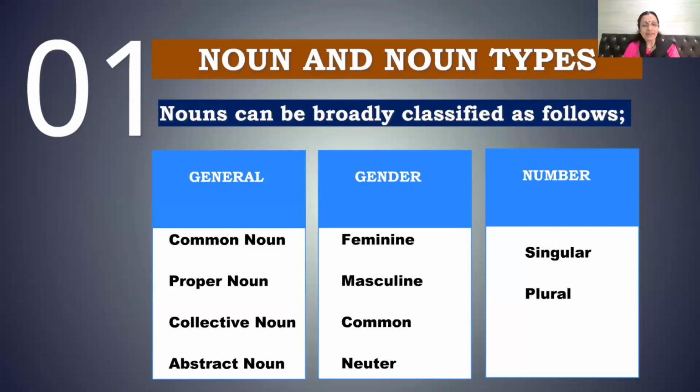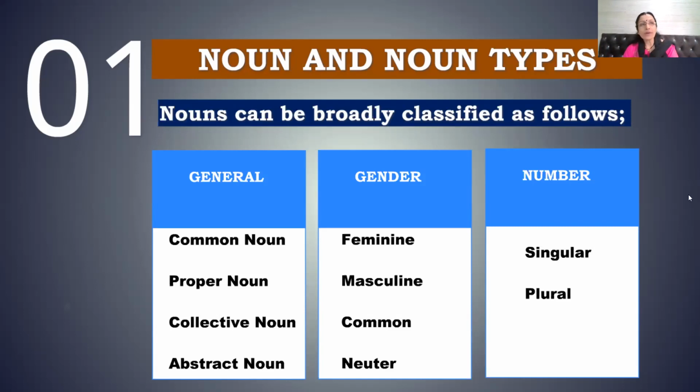Then gender. In gender, you have feminine, masculine, common, and neuter. Feminine and masculine we know very clearly. Common, for example, teacher. A teacher can be masculine, feminine, any gender. Neuter is mostly non-living things. They can confuse you: they can give you a sentence, underline a word and ask what gender this word belongs to, with these four options. Non-living things belong to neuter gender.